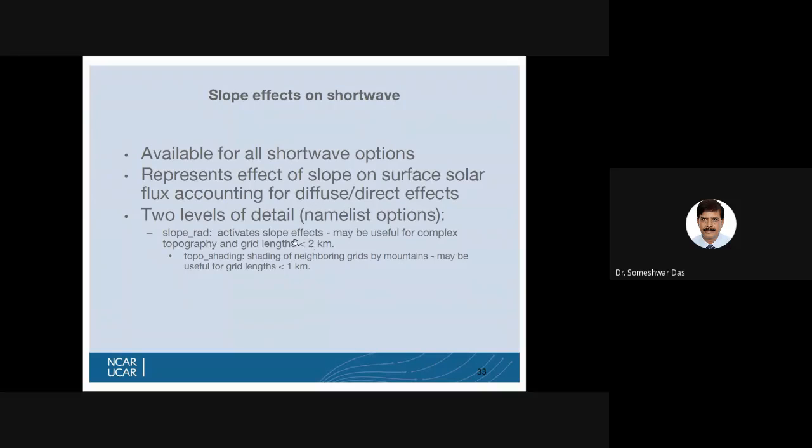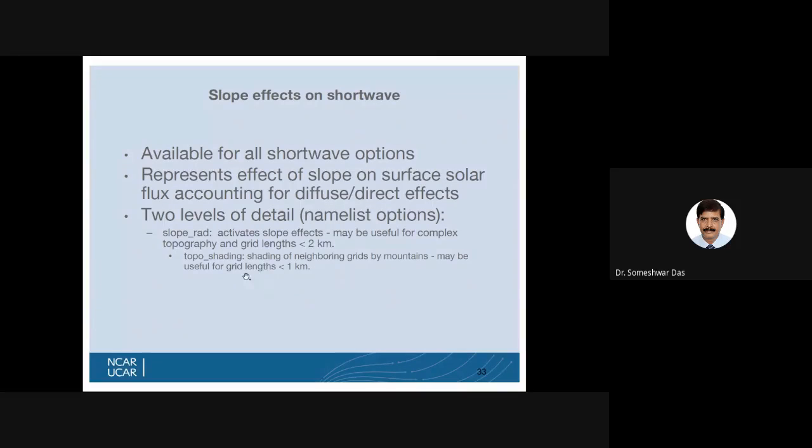Unless your grid resolution is less than 2 kilometers, there is no meaning in activating this slope radius. Topography shading: shading of neighboring grids by mountains. See how people have tried to consider minute things in the model as it happens in reality. Suppose a mountain is shading the neighboring grid points which have no mountains, then it will have an effect on the radiation. That is taken care of by this topo shading.